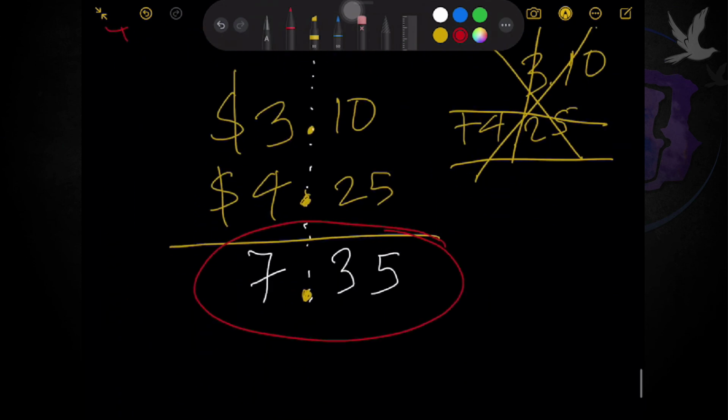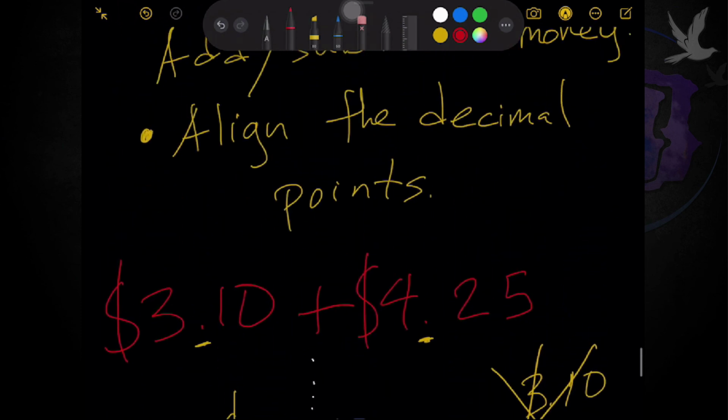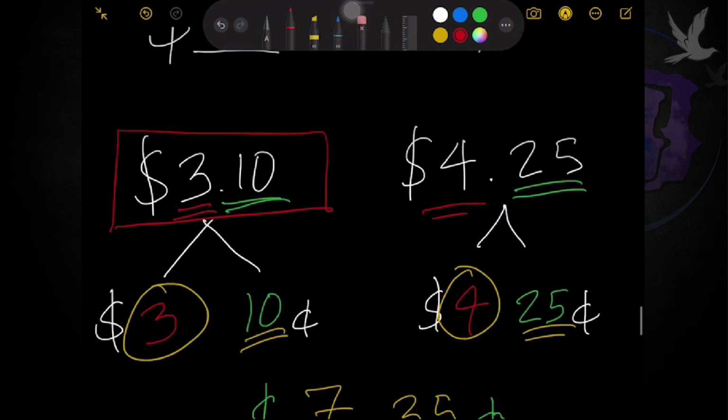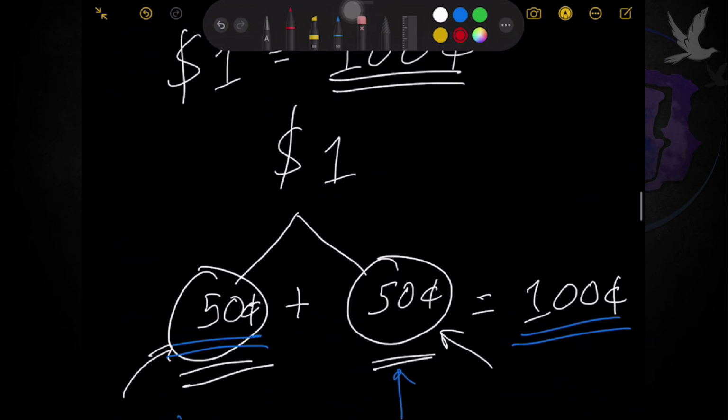So that's basically how you deal with dollars and centavos. You can break them down. You can put them together again. So that's it. That's basically it for today.